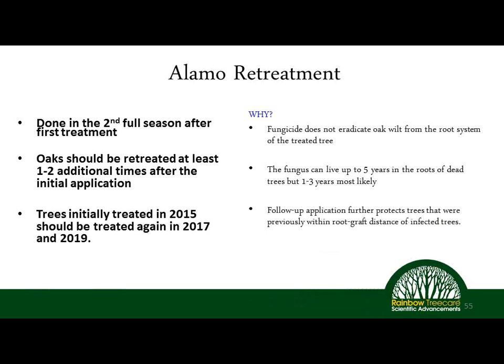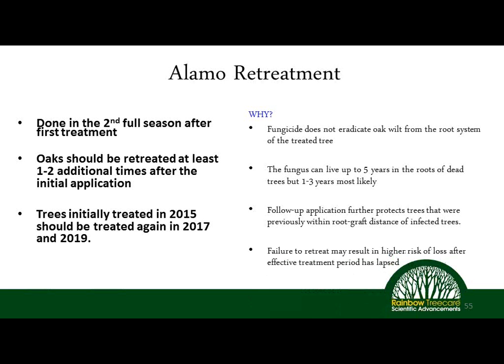Treatment beyond that really depends on how much oak wilt is in the area and how good your monitoring is. If it's a high-value oak tree, I know some practitioners will just continue to treat those oaks if they know they have oak wilt in the area, and that's especially important for trees in the red oak family, again, that we can't treat therapeutically.